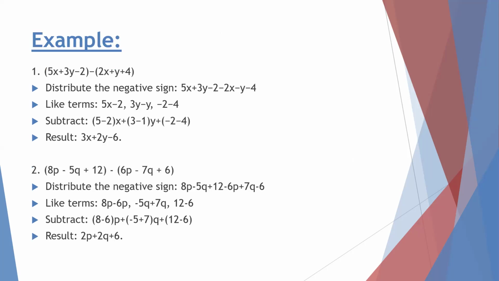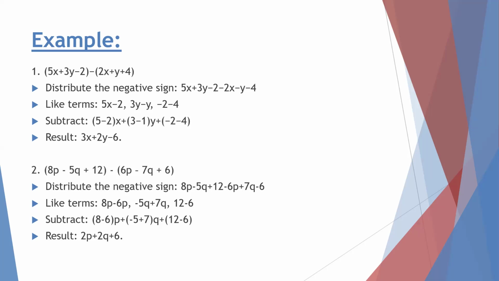Here you can see the first example: 5x plus 3y minus 2 whole, subtracted by 2x plus y plus 4. Here you will distribute the negative sign. So 5x plus 3y minus 2, minus 2x. It means 2x actually has the positive sign, but with the minus it becomes minus 2x.